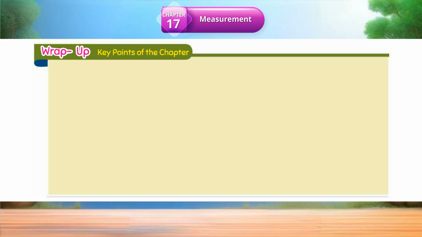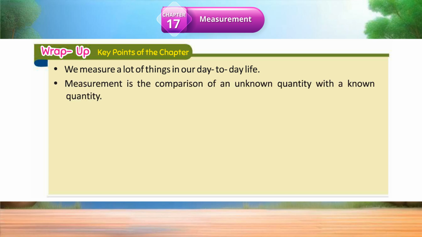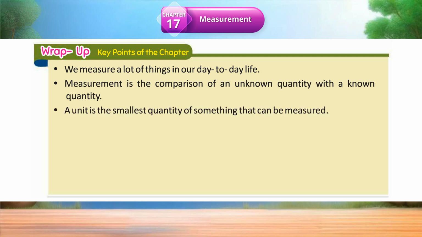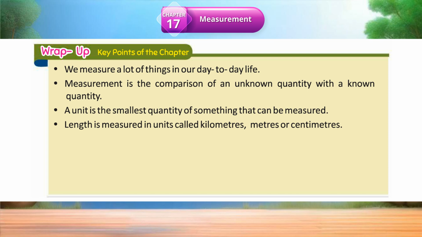Wrap up. Key points of the chapter. We measure a lot of things in our day-to-day life. Measurement is the comparison of an unknown quantity with a known quantity. A unit is the smallest quantity of something that can be measured. Length is measured in units called kilometers, meters, or centimeters.